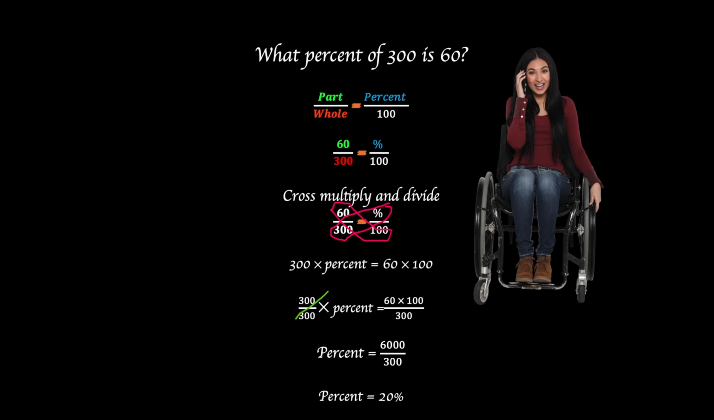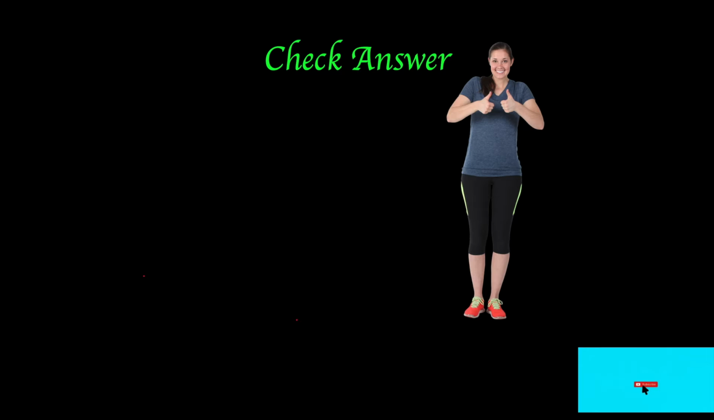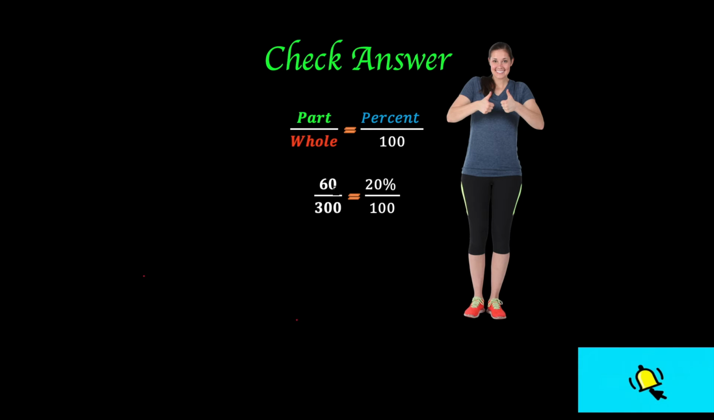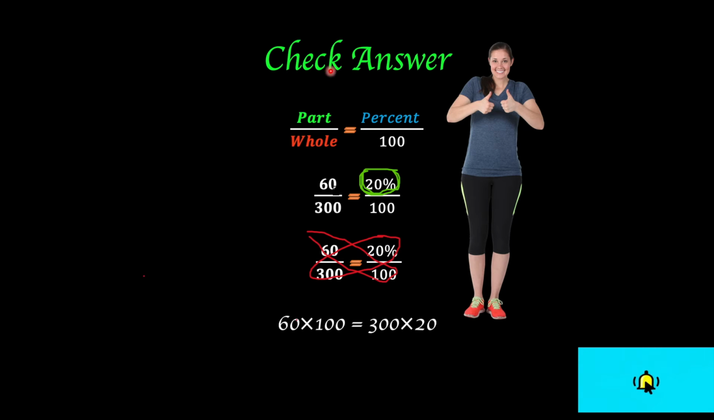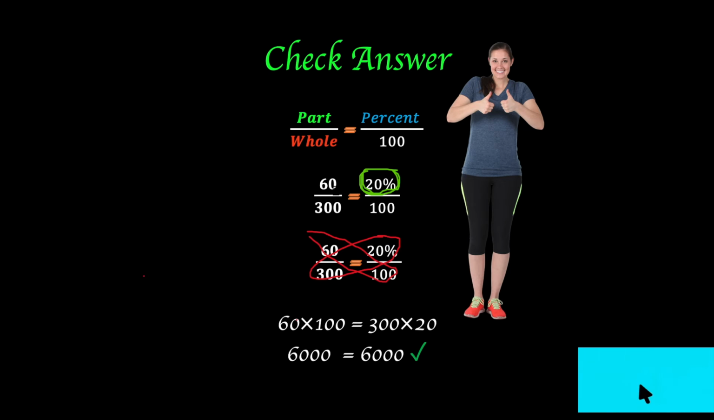How do we check to see if we get the right answer? We can check our solution by replacing the percent with 20, which is the number we were looking for. Now once we have the 20, we cross multiply the 300 times 20 and the 60 times 100. So 60 times 100 is 6,000. 300 times 20 is 6,000. If both sides come out the same, the answer is correct. So we check the answer. The answer is right.